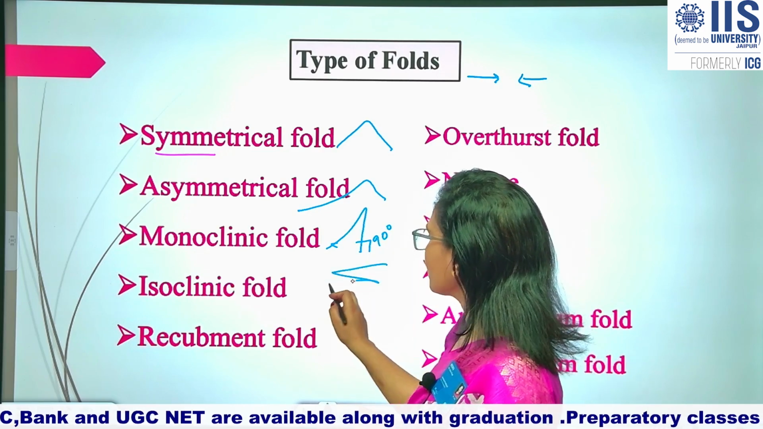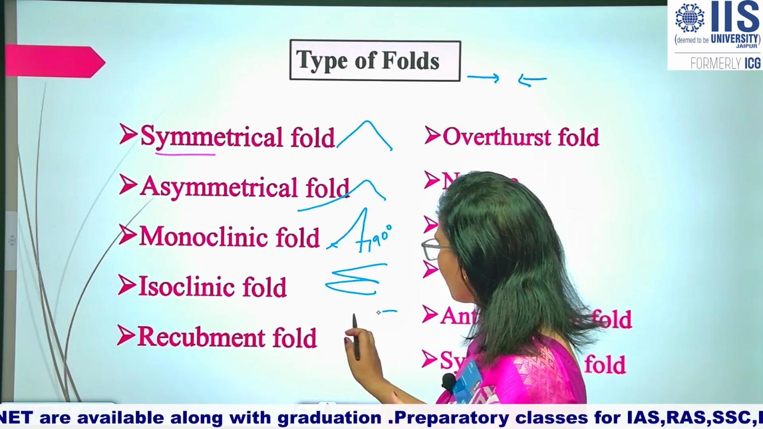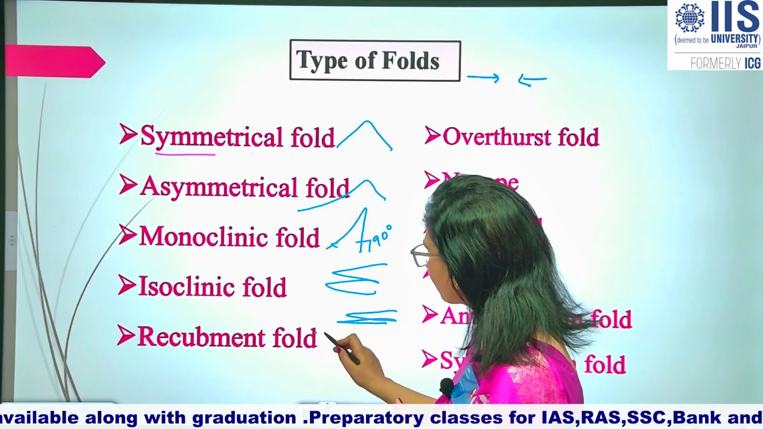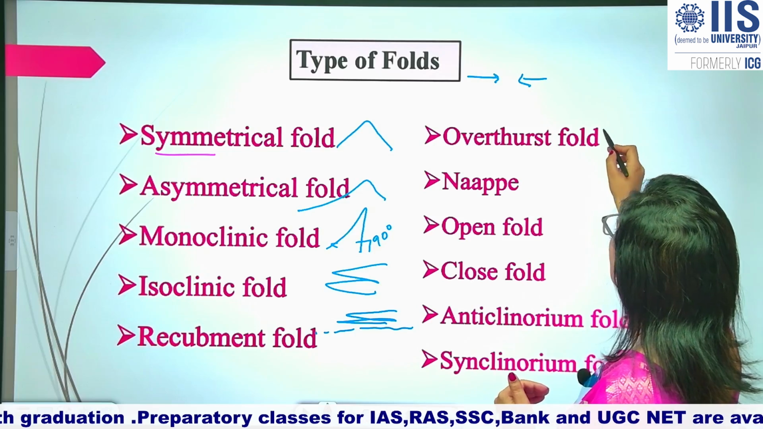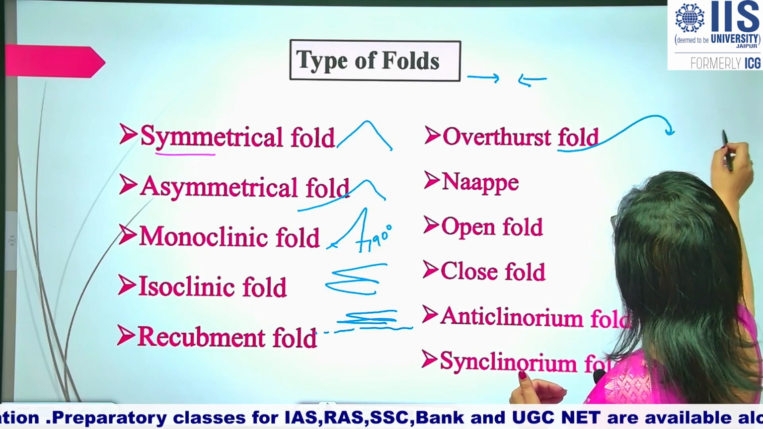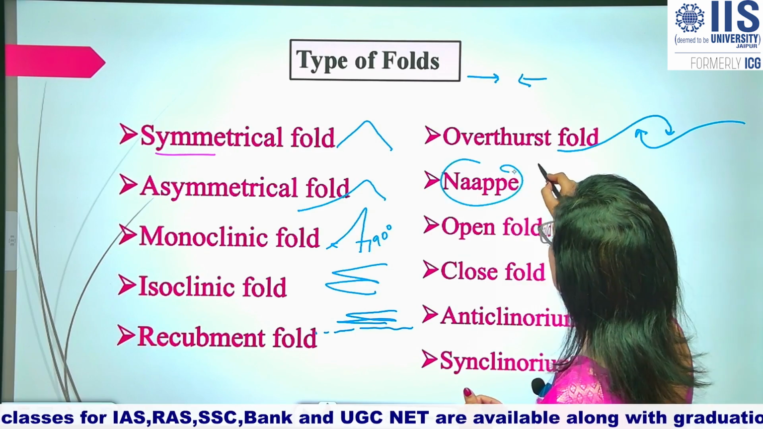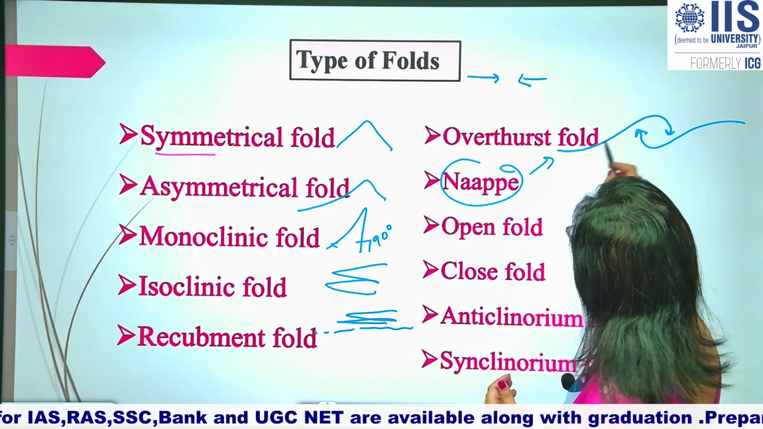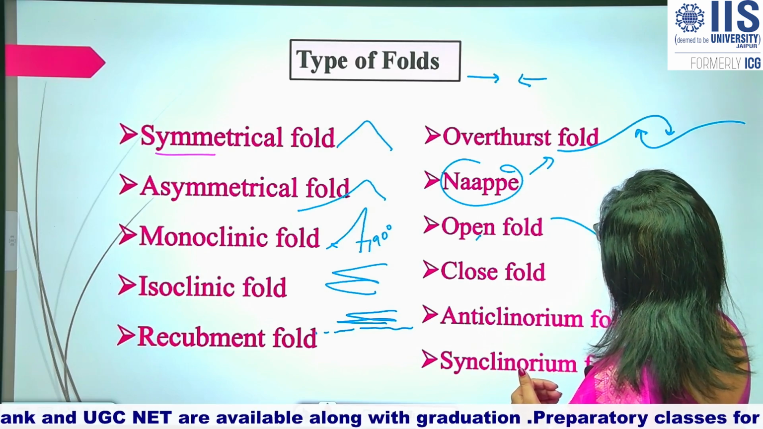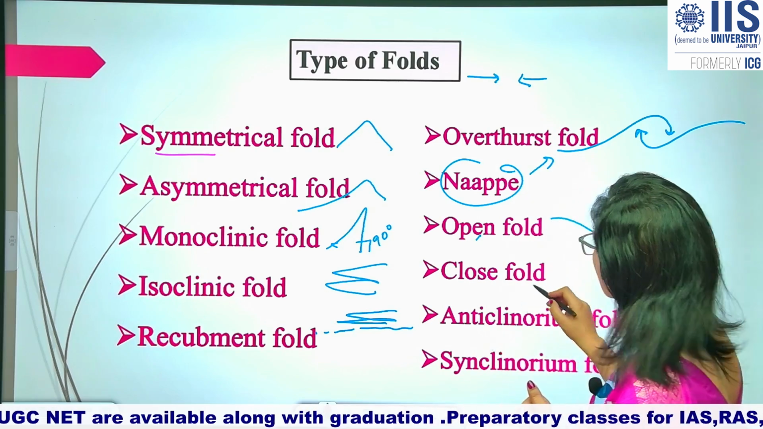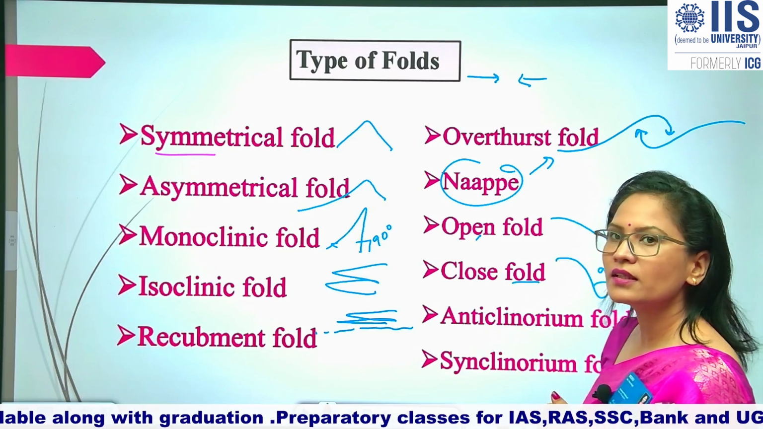Isoclinal, that means both limbs are parallel to each other. Recumbent, both limbs are parallel to each other as well as parallel to the horizontal axis too. Overthrusting fold, it means that they are moving like this because of the excessive horizontal compressive force, and the nappe is the result of overthrusting, right? Open fold, if the angle between two limbs is greater than 90 degrees. Close fold, that means the angle between two limbs is less than 90 degrees.